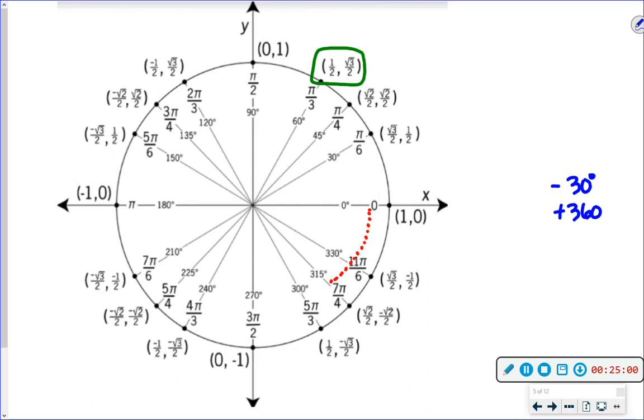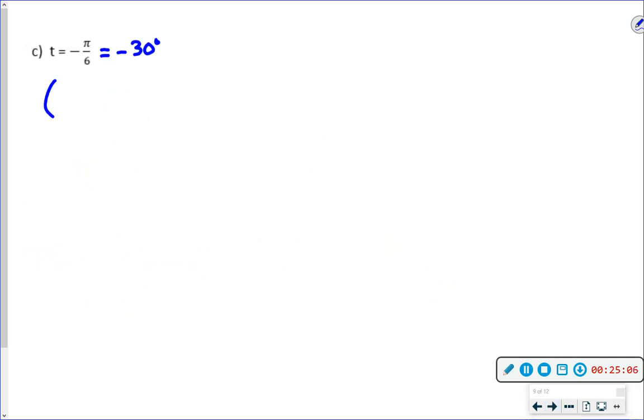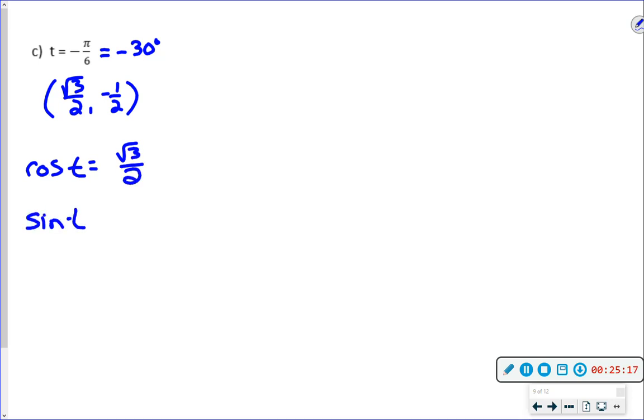So I'm going to jot that down. Root 3 over 2, negative a half. So of course we know cosine and sine. I can do the reciprocals, I'll get to it. Let's get tangent while we're at it. Now we've done it enough. We know it by now. Tangent, of course, is sine divided by cosine. But divide, I'm going to go right away to multiply by the reciprocal. So I have negative 1 over root 3. And of course, we gotta rationalize.